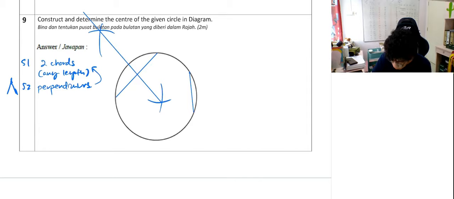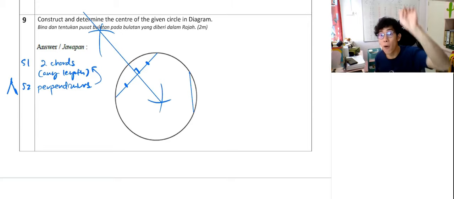Something like this. Agree or not, you get 90 degrees here. Perpendicular, of course you get 90 degrees, but the important thing is not the 90 degrees only. Once you get the 90 degrees, what's so special about the chord? Equal length, or the same length. So this will be equal. In this case the equal is not important, but for our question just now, equal is important.